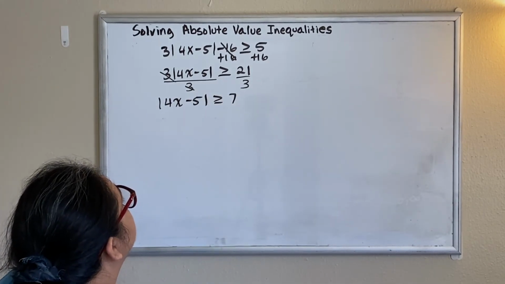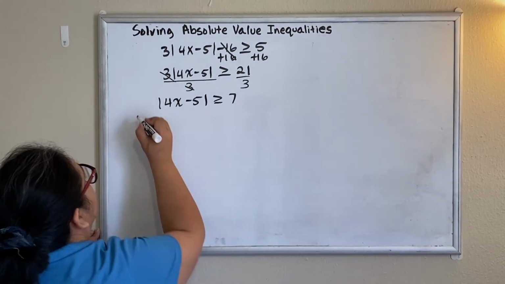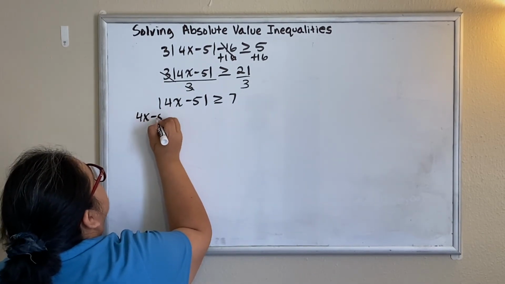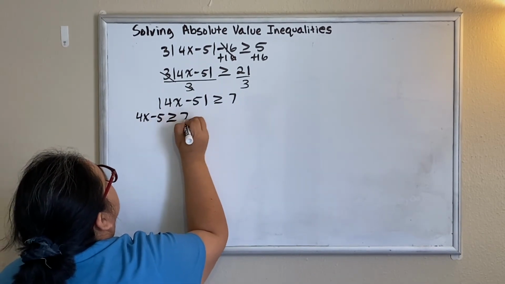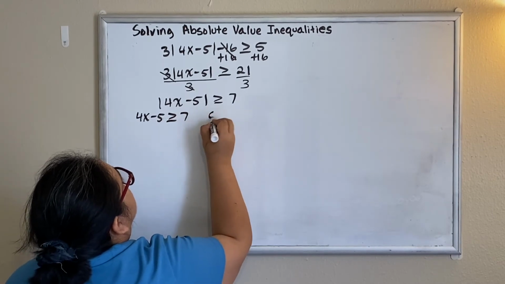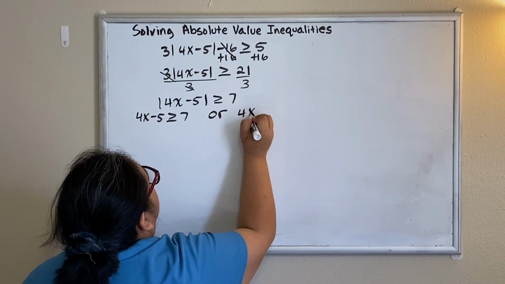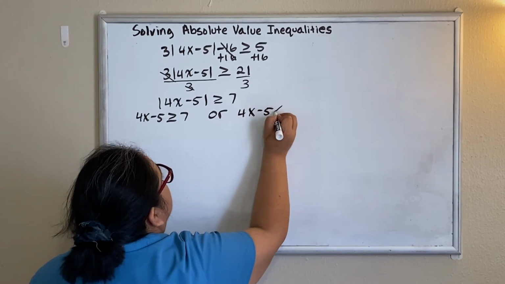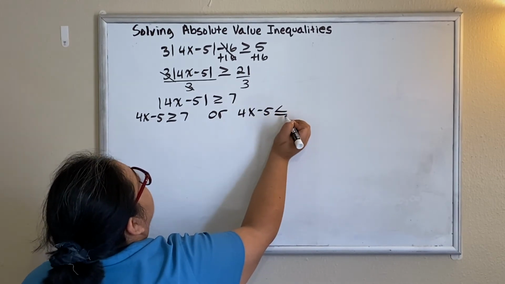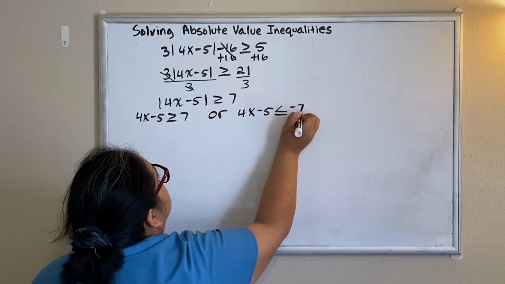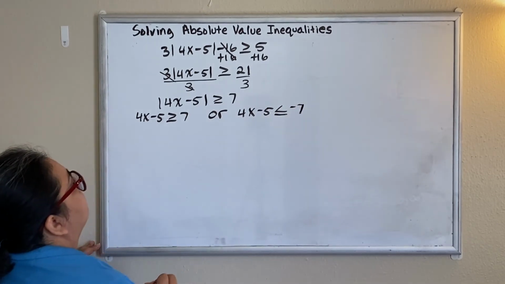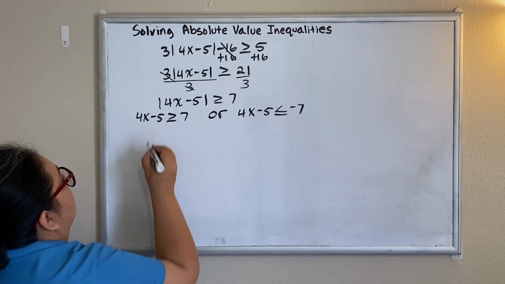So now I need to make 2 inequalities. 4x minus 5 is greater than or equal to 7, and this is greater. So this is an OR statement. 4x minus 5 is less than or equal. We flip it, and then we change the sign to a negative 7. Okay, so now we solve.